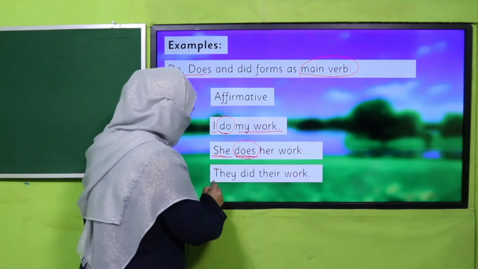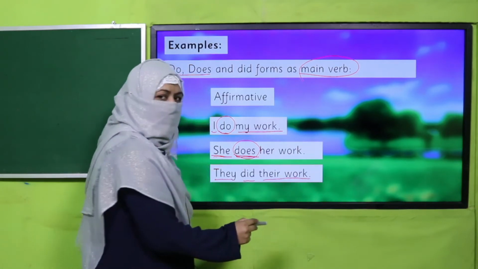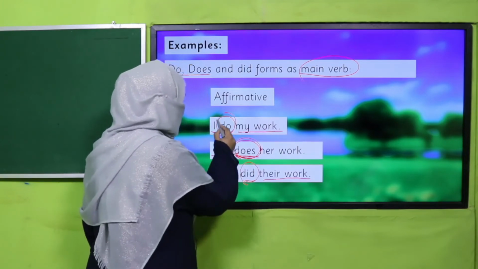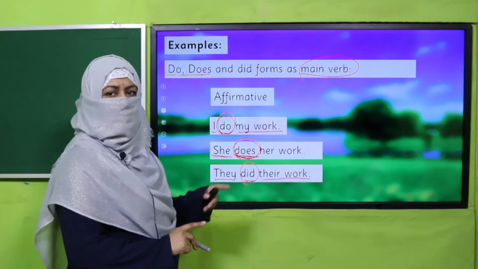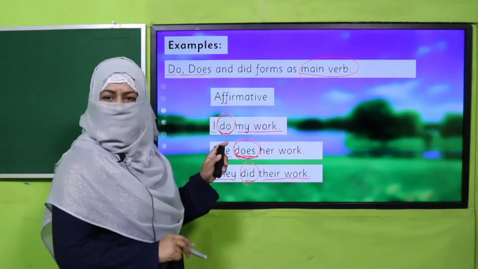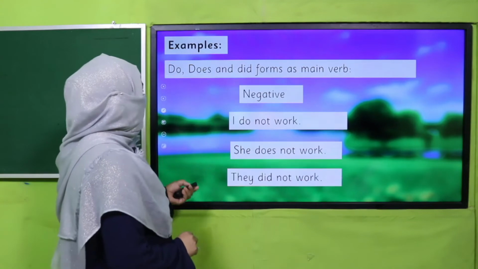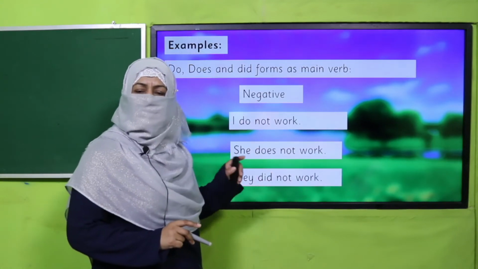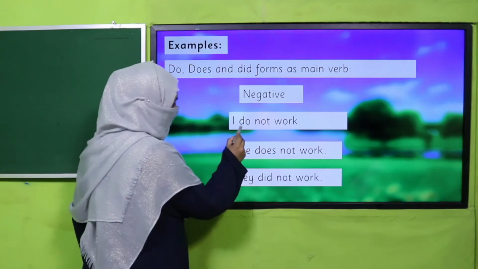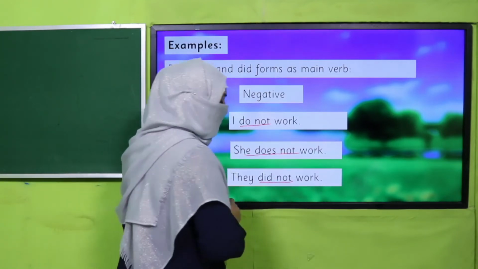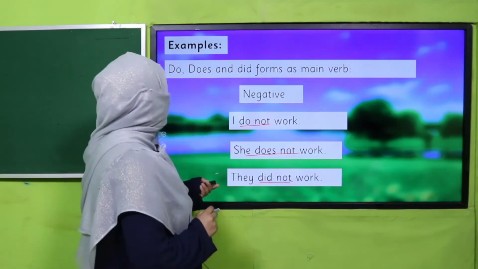Okay. They did their work. Now this did or does and do, this is the main verb because they are telling what is going on and there is no other verb in this sentence. All right. Next is negative. So when do, did, does is the main verb, to make it negative we say I do not, she does not, they did not. Okay. All right.